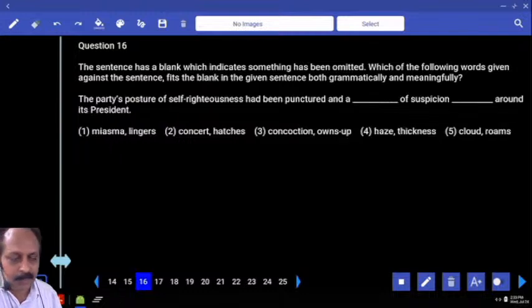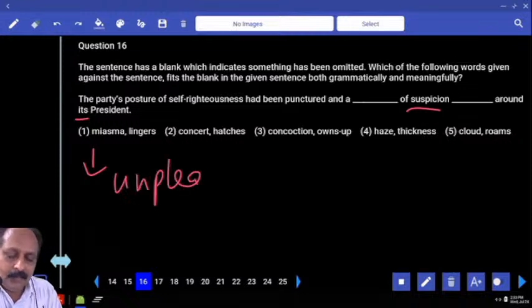This is a tough question, I suppose. The party's posture of self-righteousness had been punctured and of suspicion. Underline the word suspicion. Around its president. Underline the possessive pronoun its. Here, how many of you know the meaning of the first word? Miasma. Write the meaning.